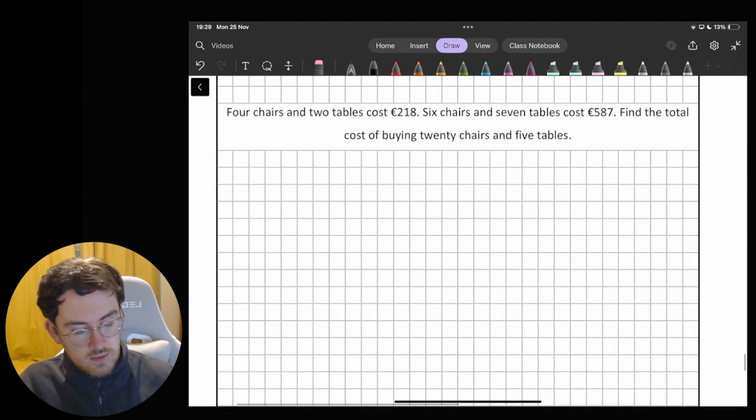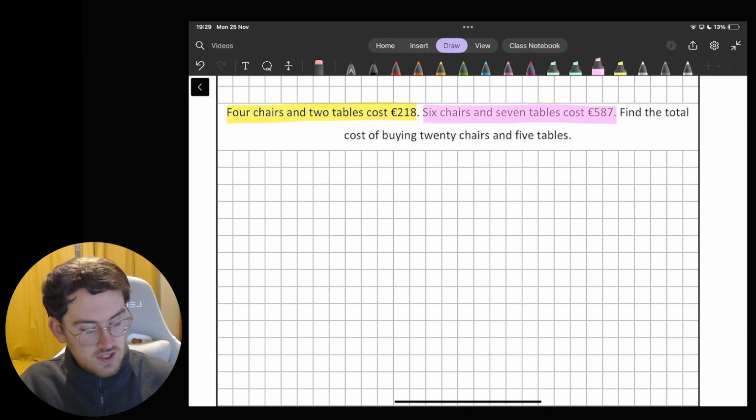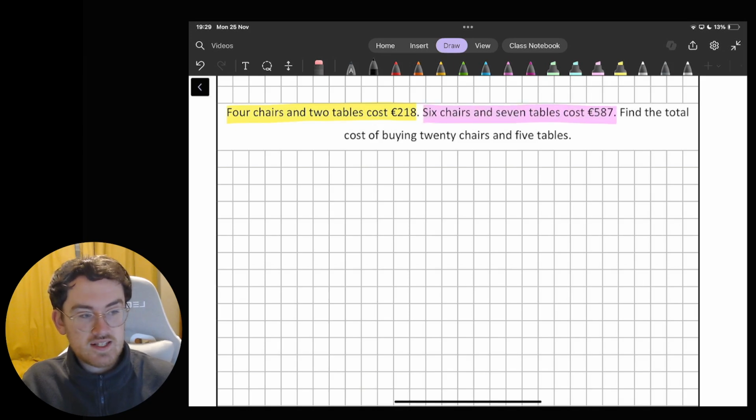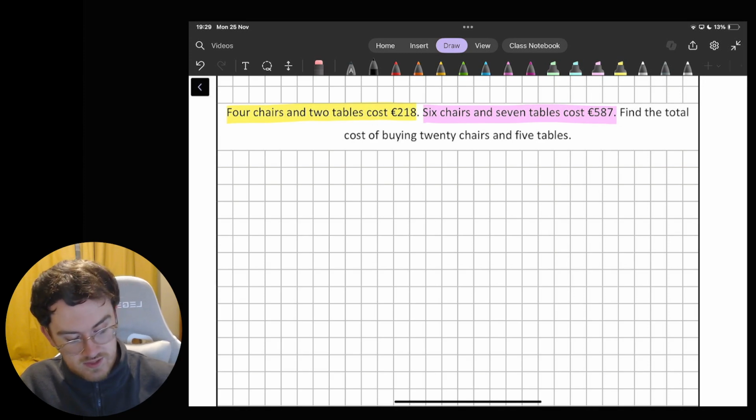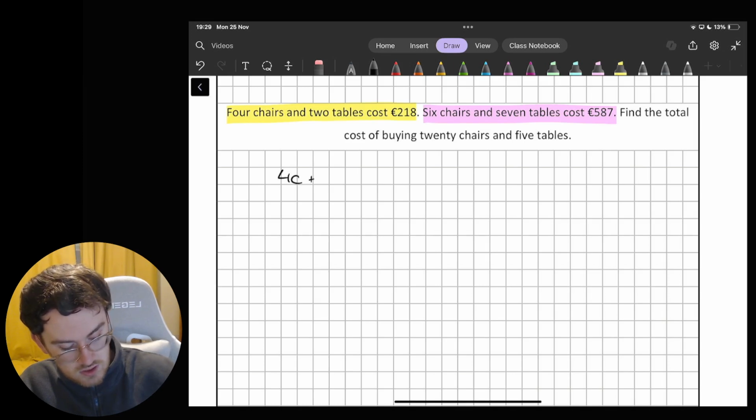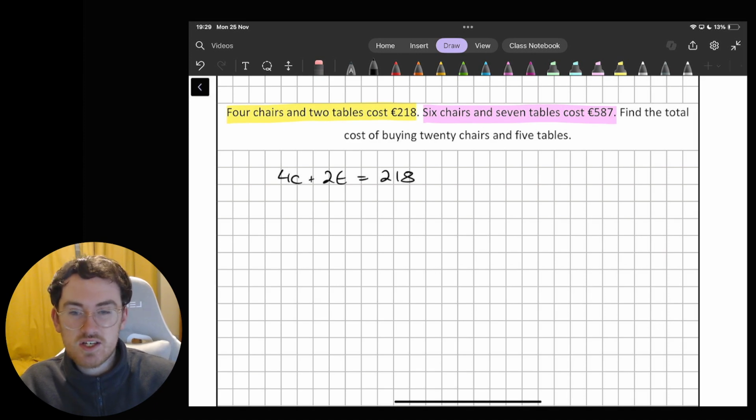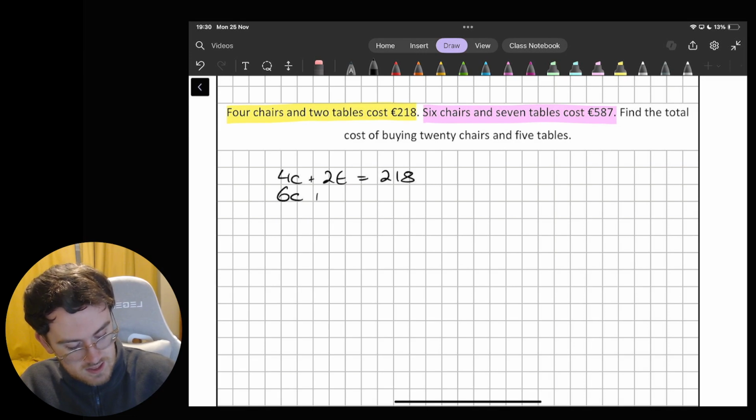4 chairs and 2 tables cost €218. That to me looks like nearly a full equation. 6 chairs and 7 tables cost €587. That again looks like a second equation. Find the total cost of buying 20 chairs and 5 tables. So let's have a look. 4 chairs and 2 tables equals €218. Letting c be chairs and t be tables, 4c plus 2t equals 218, and 6c plus 7t is 587. Seems good to me.